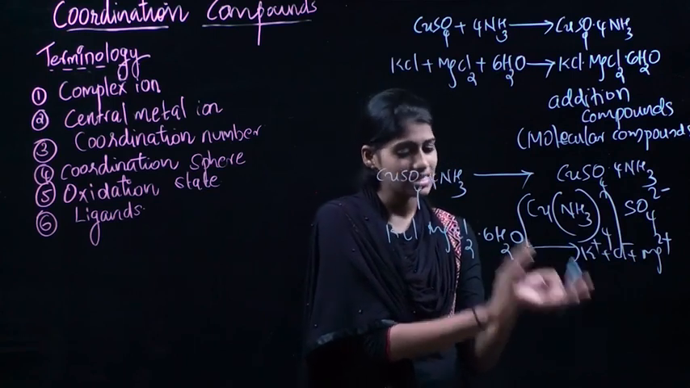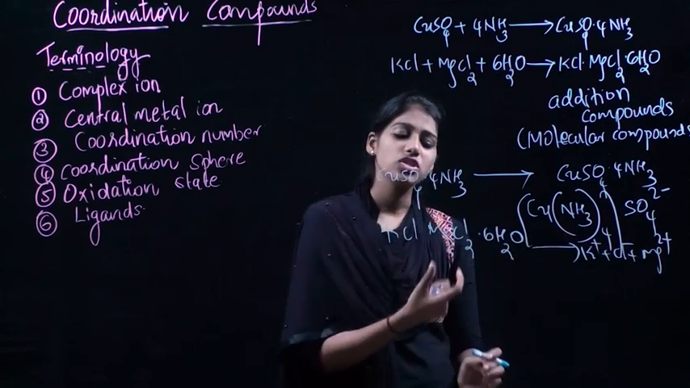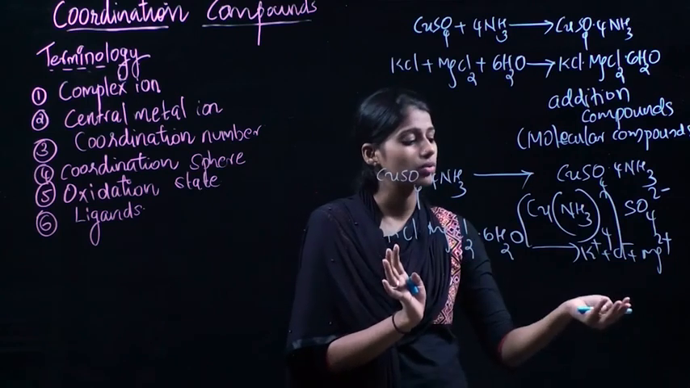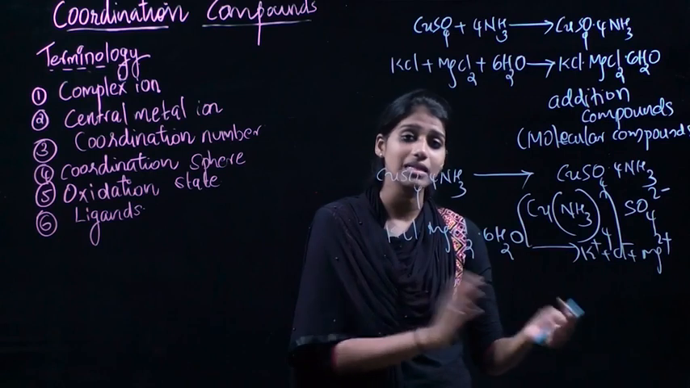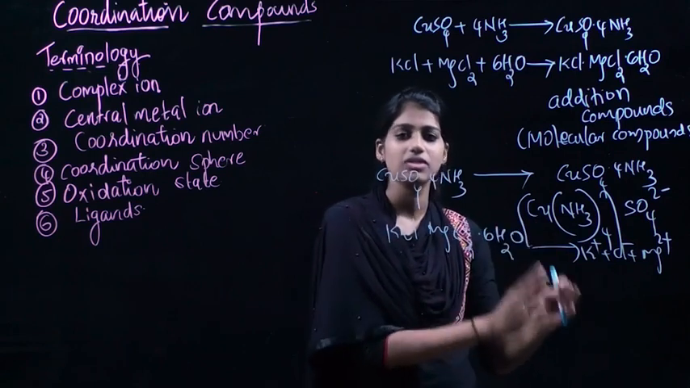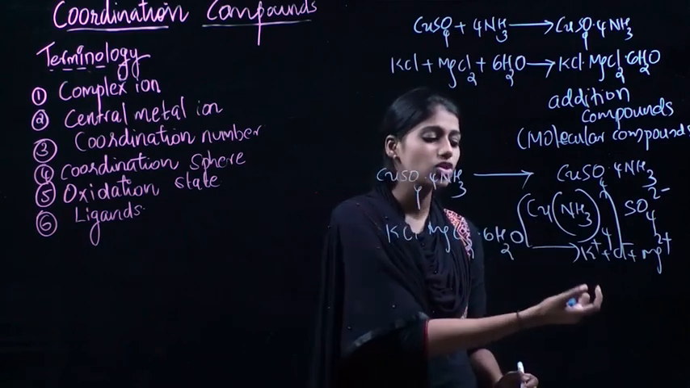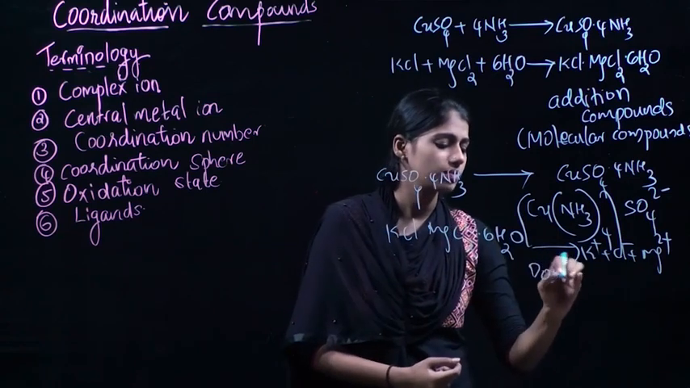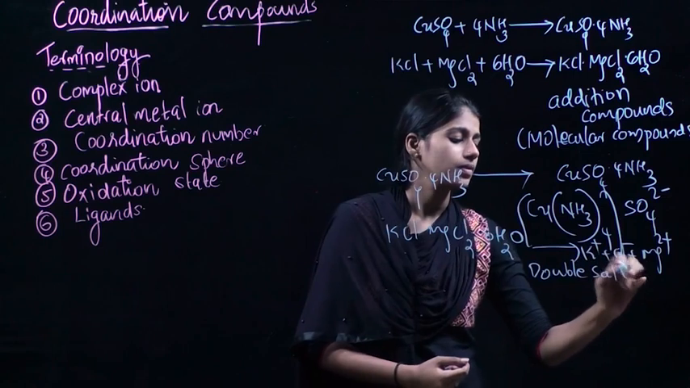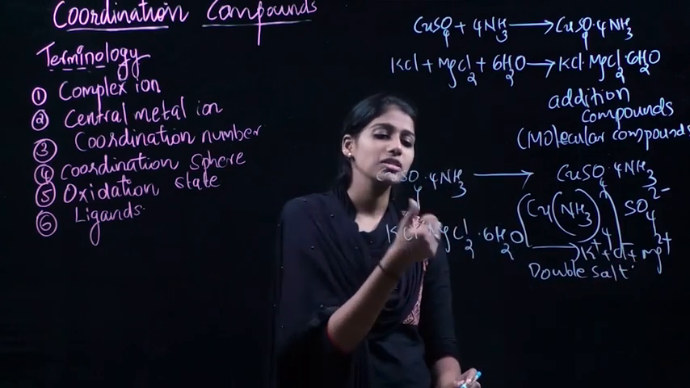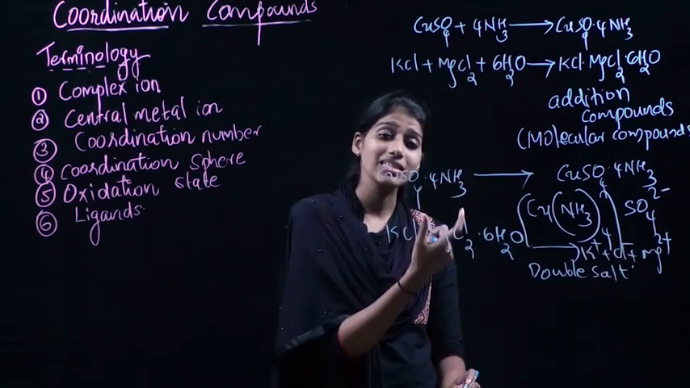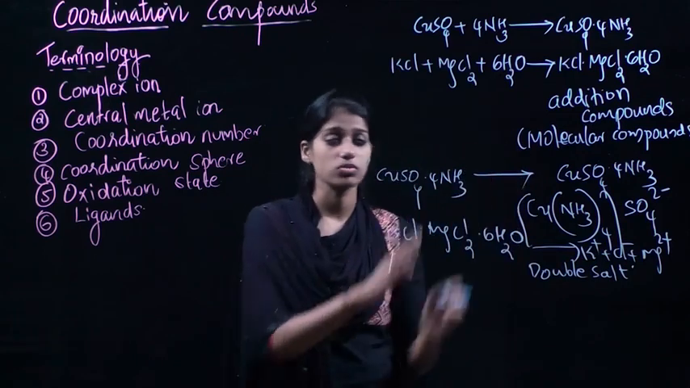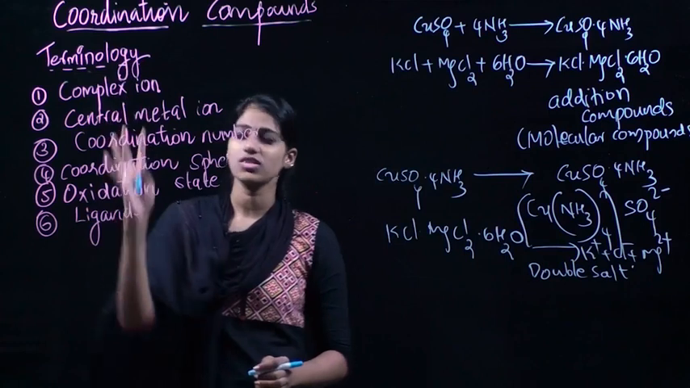So that indicates KCl·MgCl2·6H2O in the dry form has one form, whereas in the aqueous solution they do not retain their identity, they lose their identity and exist in the ionic form. Such compounds which lose their identity are called double salts, whereas compounds like copper sulfate tetraammine, which retain their identity even in aqueous solution, are called coordination compounds. So we are going to deal with coordination compounds.